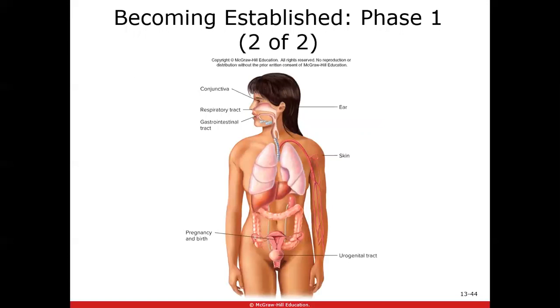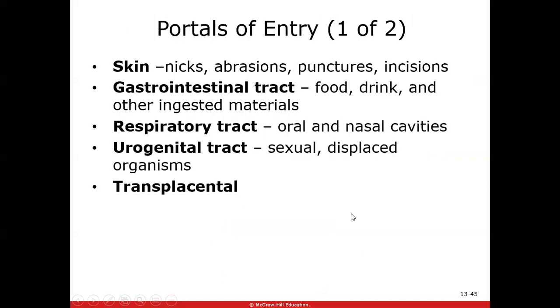This just shows some of the areas where diseases can become established. These are different areas that have normal microbiota: the skin, the respiratory tract, the gastrointestinal tract, the conjunctiva of the eye, and the urogenital tract. The gastrointestinal tract goes all the way down and out to the rectum. So those are normal areas. Here are some of the portals of entry. With the skin, nicks, abrasions, punctures, or incisions can break the barrier. In the gastrointestinal tract, you can get infection through eating contaminated food, drink, and other ingested material that have microorganisms. Respiratory tract is through the oral and nasal cavities.